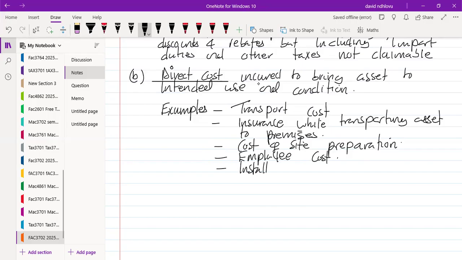Right, we have installation and assembly costs. At times when you bring an asset, it may not be ready to be used as it is. You need to install it. Or it comes in fragmented pieces and you've got to put it together, which is assembly. Maybe you hire experts to come and do that, or you've got the people in-house who are going to do that for you. So if there is an extra cost that was not there already in the entity that you have got to incur in order to install the asset, you have got to add that to the cost.